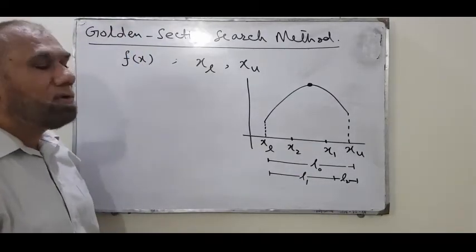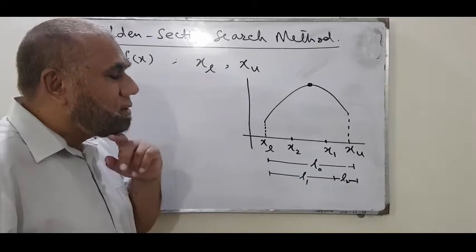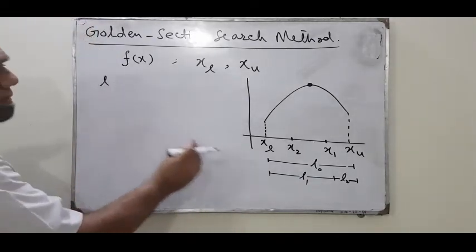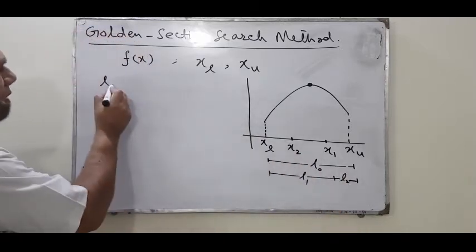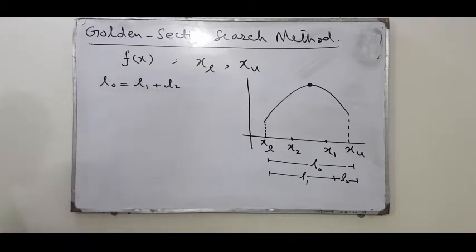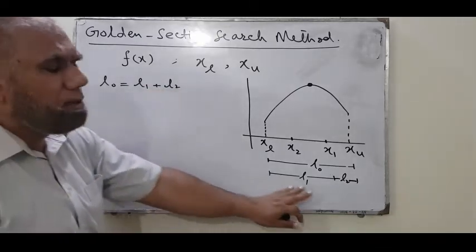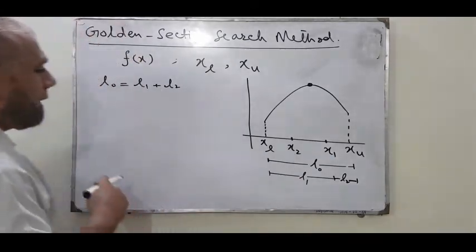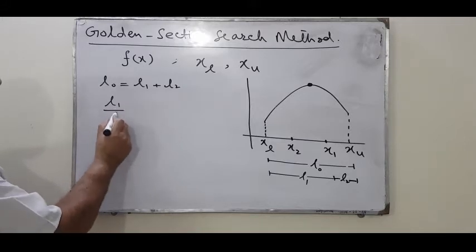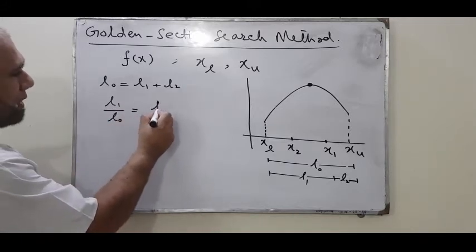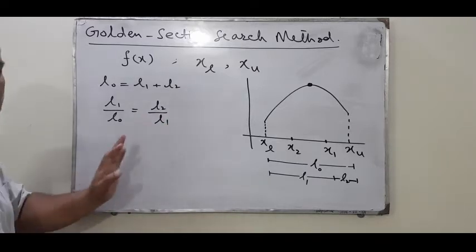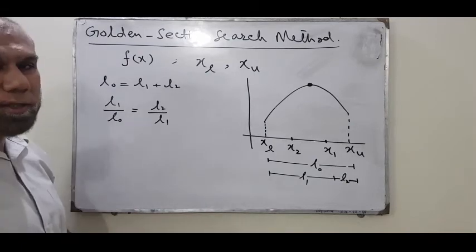Now this golden section search method is based on 2 conditions. The first condition is that the sum of the 2 subintervals L1 and L2 is equal to the total length of the interval, L0. That is quite obvious from the figure. And the second condition is that the ratio of L1 to L0 is the same as that of L2 to L1. So these are the 2 conditions on which the golden section search method is based.